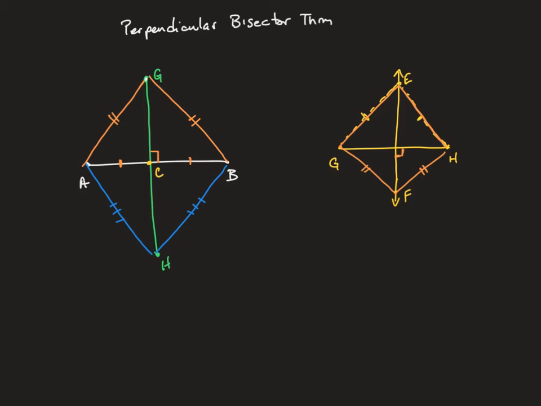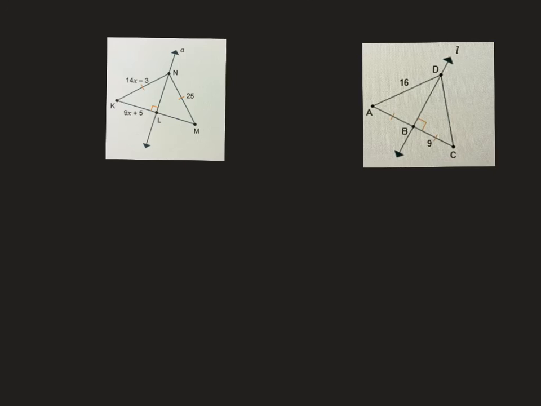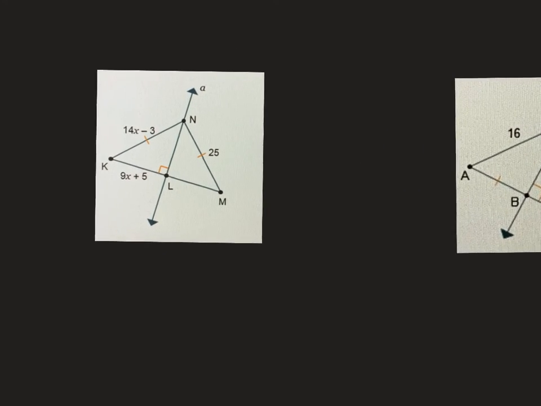So that is using the perpendicular bisector theorem. And let's see here, if we look at these problems. Looking at this first problem, it looks like I have line A, which is bisecting, it's intersecting KM.